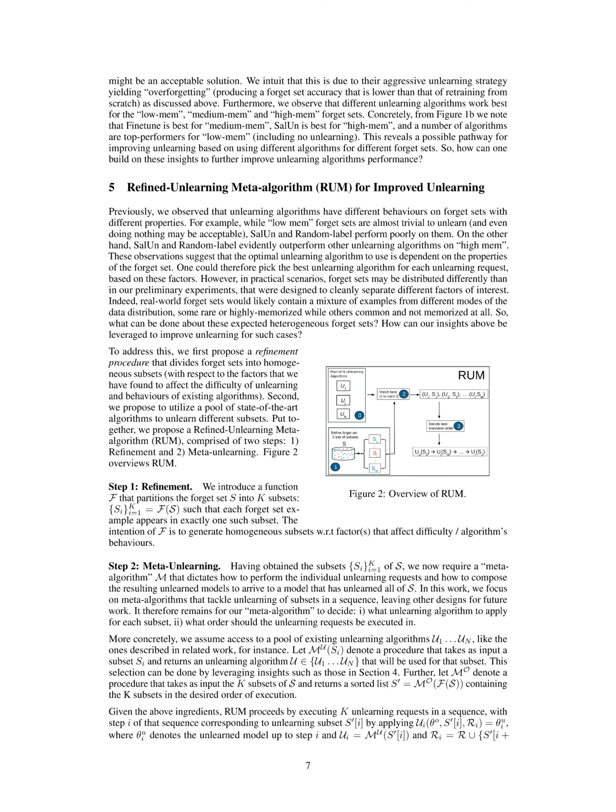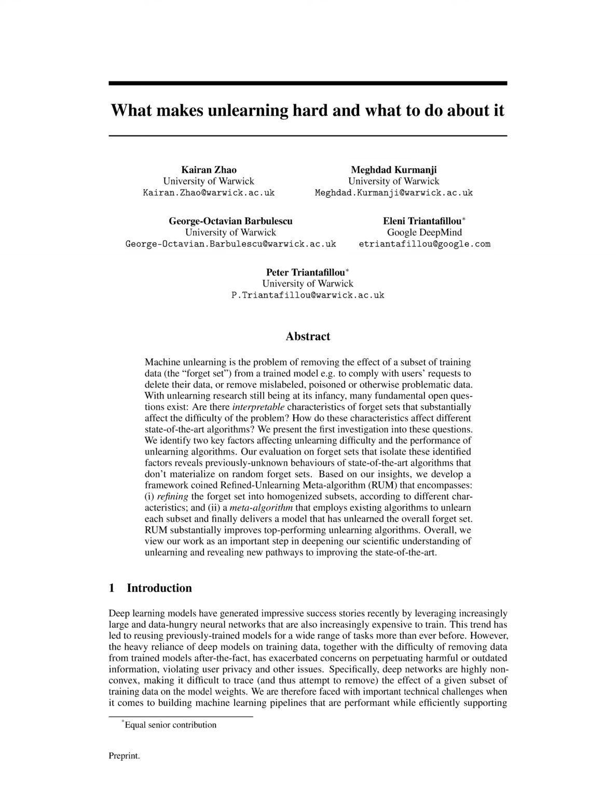2. Step 2. Meta-unlearning. After obtaining the subsets {S_i} for i = 1 to k of S, a meta-algorithm, M, is required to dictate how to perform individual unlearning requests and how to combine the resulting unlearned models to achieve a model that has unlearned all of S. The meta-algorithm decides which unlearning algorithm to apply for each subset and in what order the unlearning requests should be executed. This step involves executing k unlearning requests sequentially, with each step corresponding to unlearning a subset and composing the resulting unlearned models to arrive at a final unlearned model.